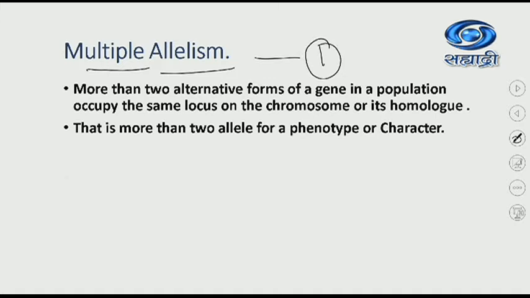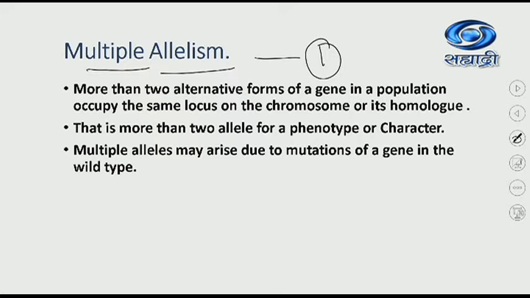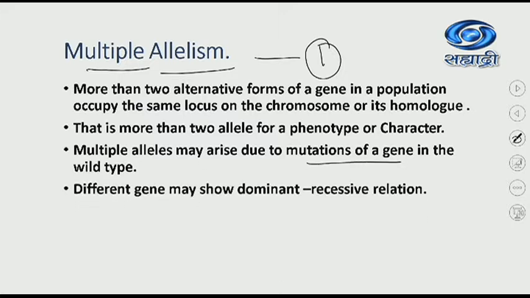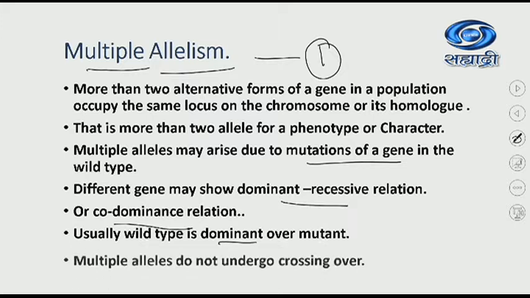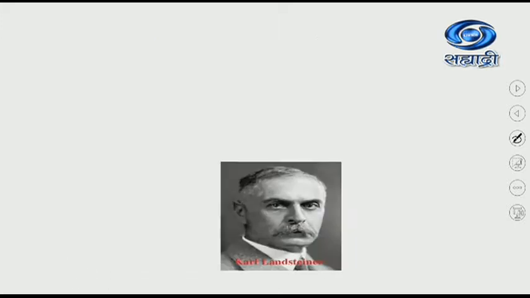This is multiple allelism. Multiple alleles may arise due to mutations of a gene. Why are there so many alleles for 1 character? Maybe there is mutation of a gene in the wild type, or different genes may show dominant recessive relations also in multiple allelism. Sometimes they may show dominant recessive relation, sometimes they may show codominance relation, and usually the wild type is dominant over mutant type. And here crossing over will not take place.